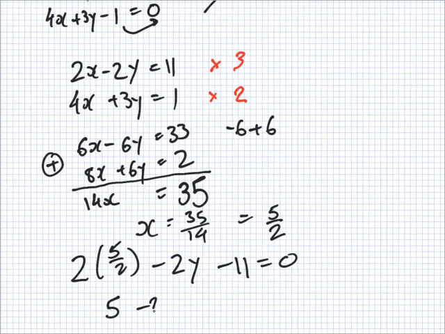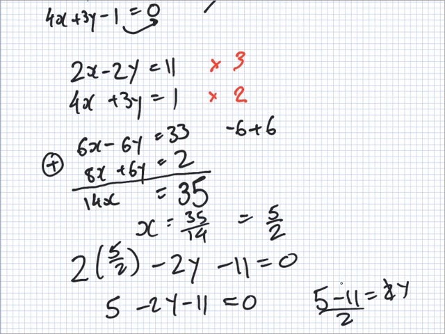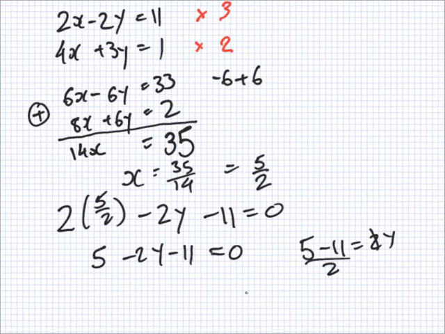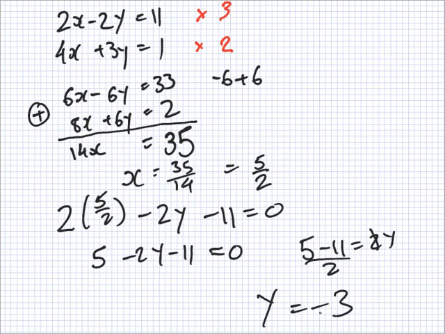5 minus 2y minus 11 equals 0. So 5 minus 11 equals 2y. 5 minus 11 is minus 6, isn't it? Minus 6 divided by 2 is minus 3. So my final answer is y equals minus 3 and x was 5 over 2.